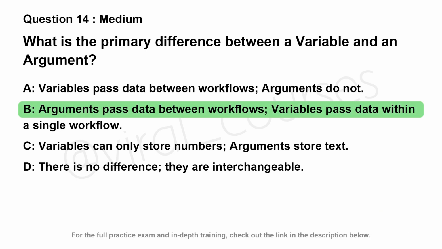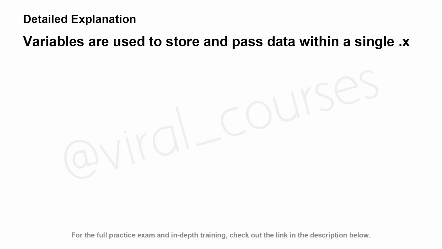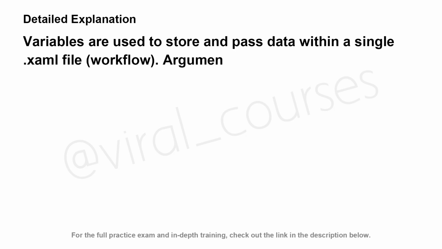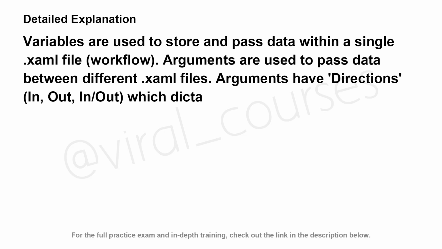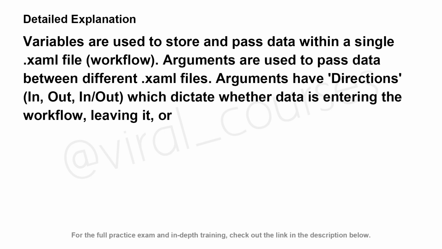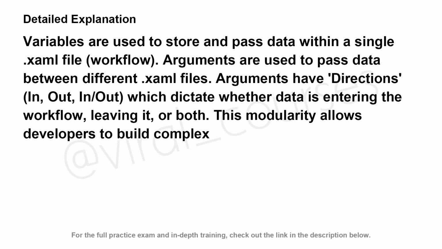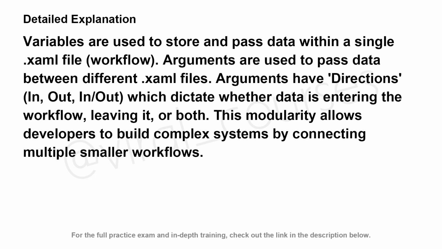The correct answer is B. Variables are used to store and pass data within a single XAML file. Workflow arguments are used to pass data between different XAML files. Arguments have directions: in, out, or in/out, which dictate whether data is entering the workflow, leaving it, or both. This modularity allows developers to build complex systems by connecting multiple smaller workflows.